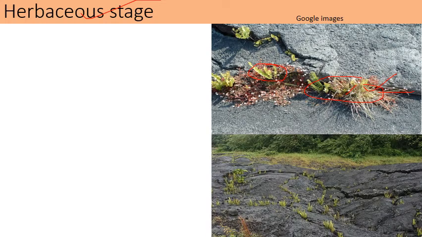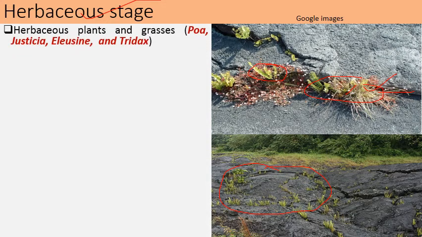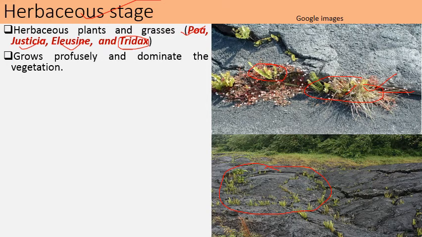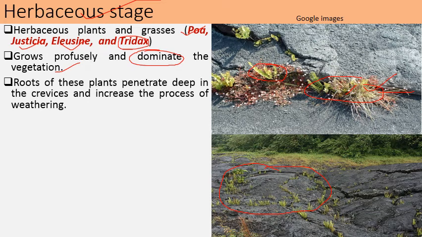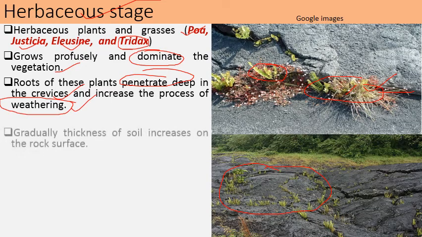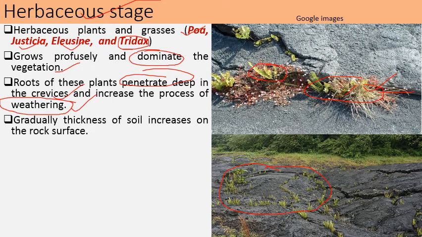In this picture we can see some annual grasses growing on this rock surface. Herbaceous plants and grasses like Poa, Justicia, Eleusine and Tridax are examples of grasses that grow profusely and dominate the vegetation. Then roots of these plants penetrate deep into the crevices, increase the process of weathering and add more soil particles to the rock surface. Gradually the soil thickness on the rock surface increases.